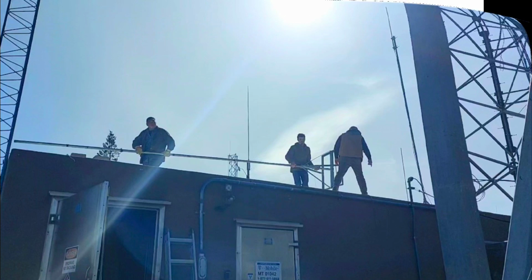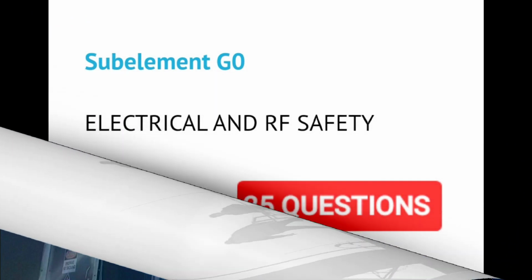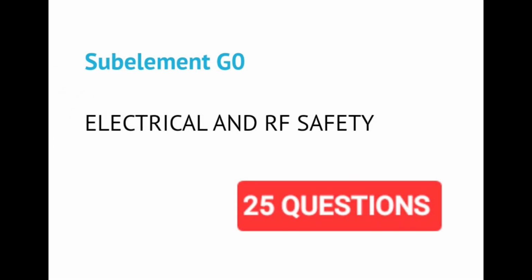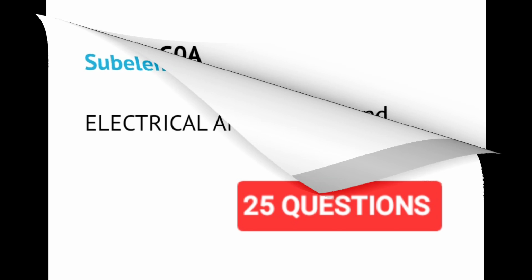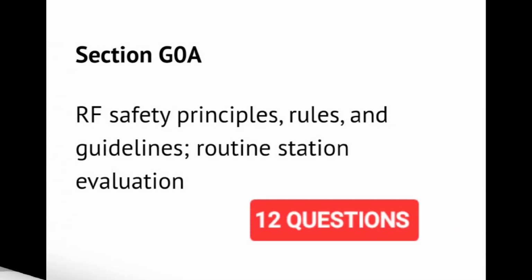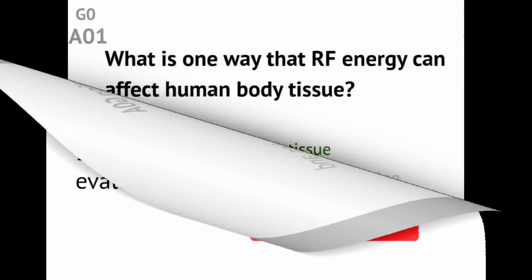This is Chapter 10. Sub-element G0, Electrical and RF Safety. Section G0A, RF Safety Principles, Rules and Guidelines, Routine Station Evaluation.